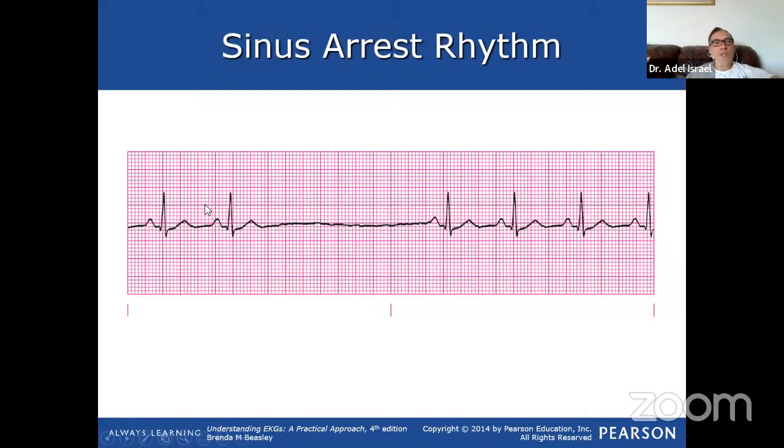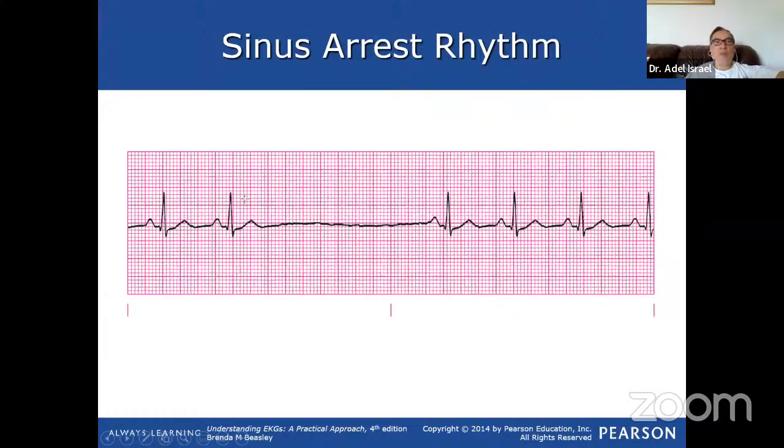So if we consider the heart rate is regular, and we count 1, 2, 3, 4, we have almost four big squares between this R and this R. Here, it is the same, almost 1, 2, 3, 4. So let us make a drawing to give you an impression of how many beats are not there. Why? Because of the absence of the SA node.